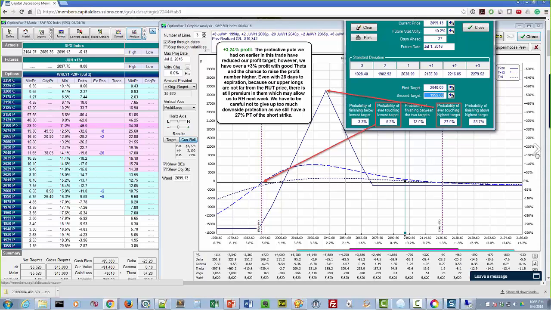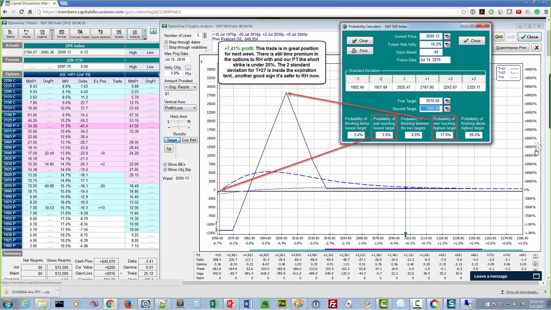And if we pull up some of the other ones that we had, like here's the July 15th SPX trade. This probability of touching is down to 17.9% versus a 16 delta. So these are the kinds of things where it's getting safer and safer, and you can see this is getting farther away from the upper long.